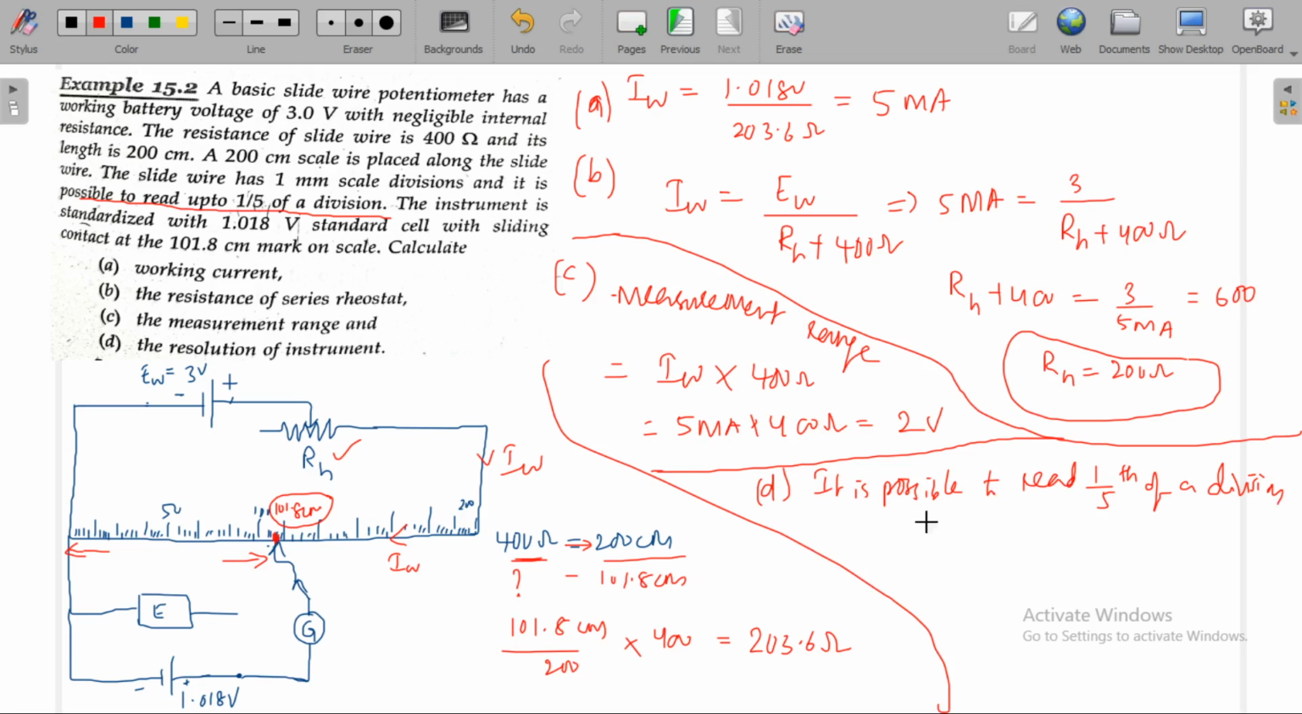Then this will be the resolution, and you have to find the voltage for 1 by 5th of a division. First, 1 division is equal to 1 mm. 1 mm scale divisions. Then what will be the voltage per unit length?